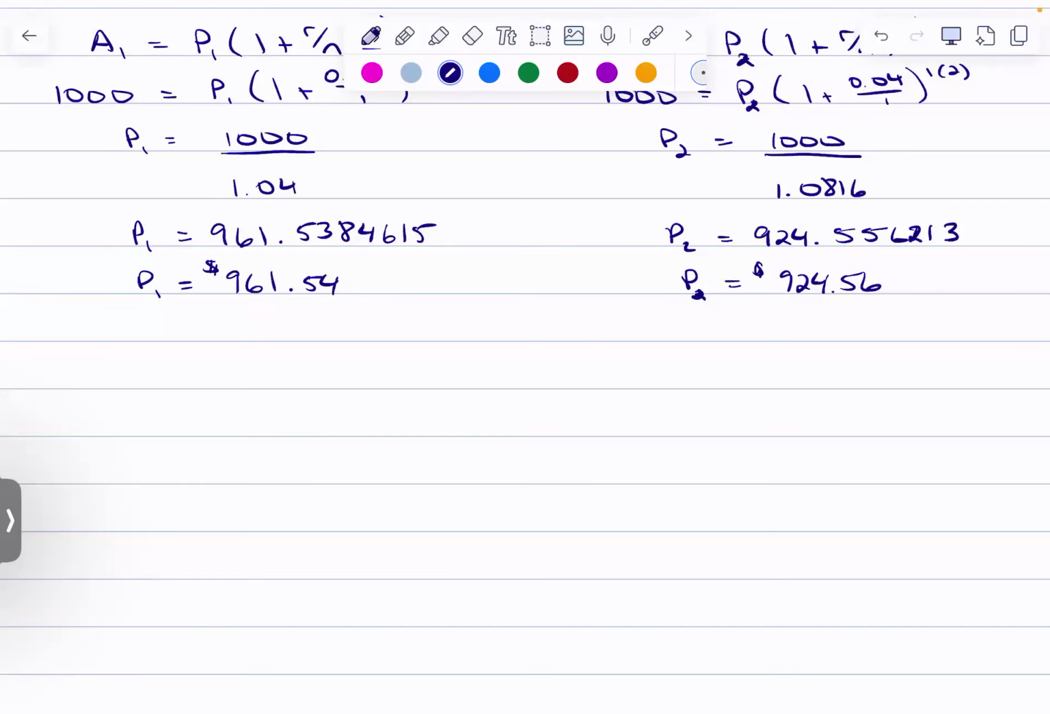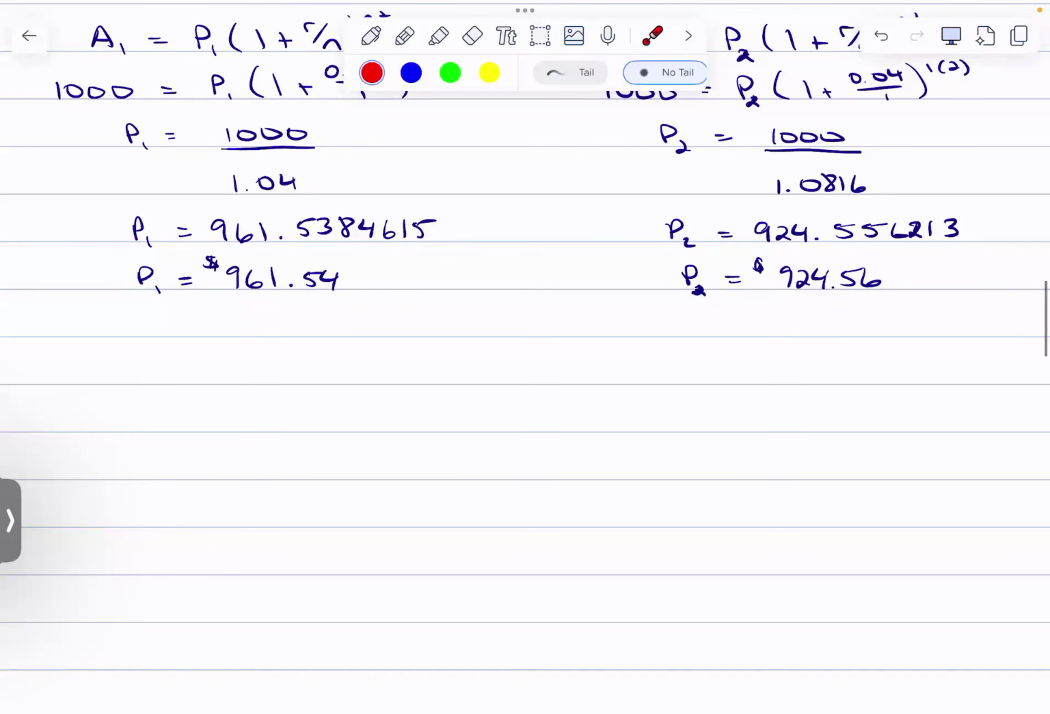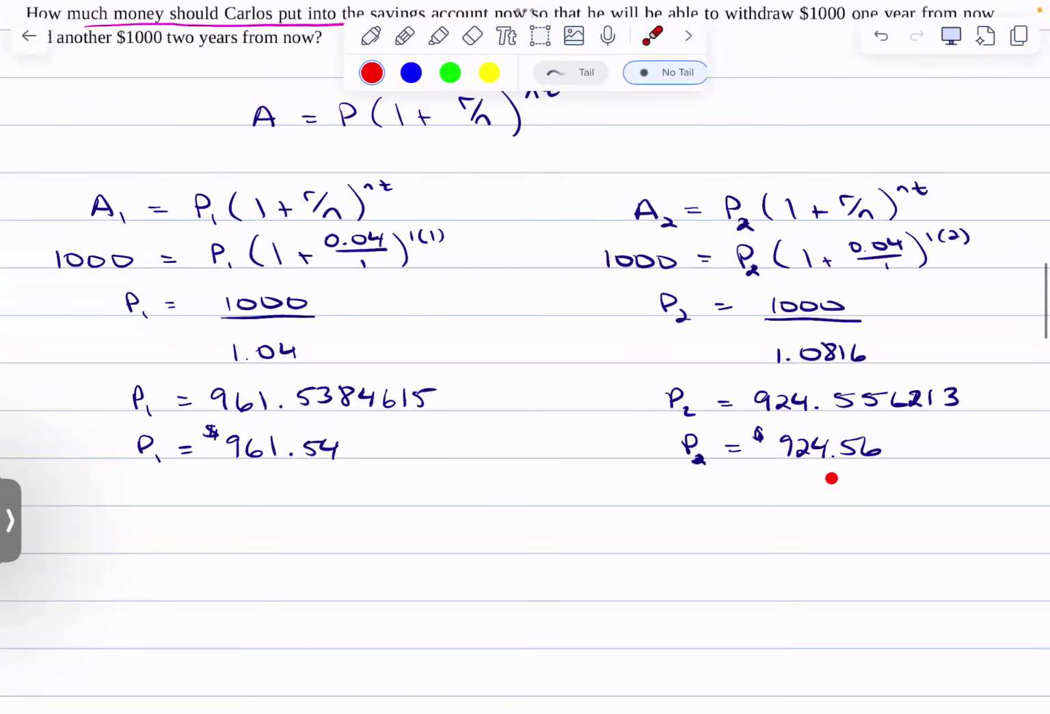Which, as we suspected, this 924.56 has an additional year to grow to $1,000, right? So we need less to start off with, right? Whereas this 961 only has 1 year to grow to $1,000, and so it needs to be a little bit more.